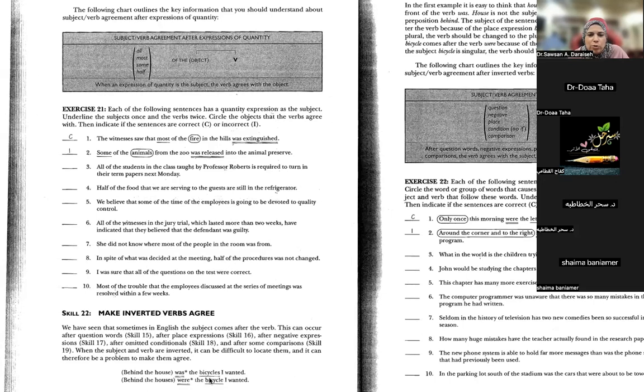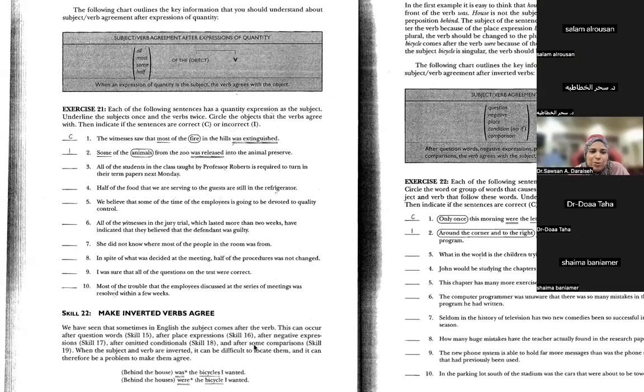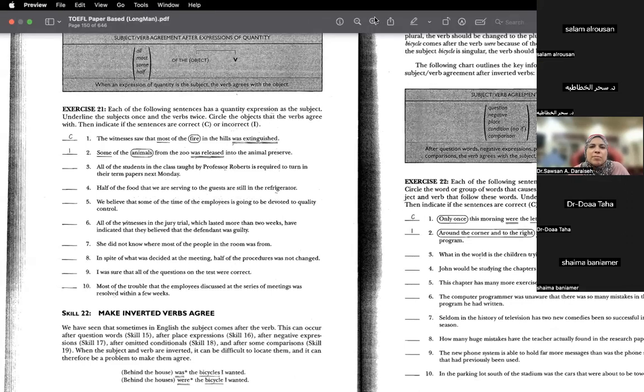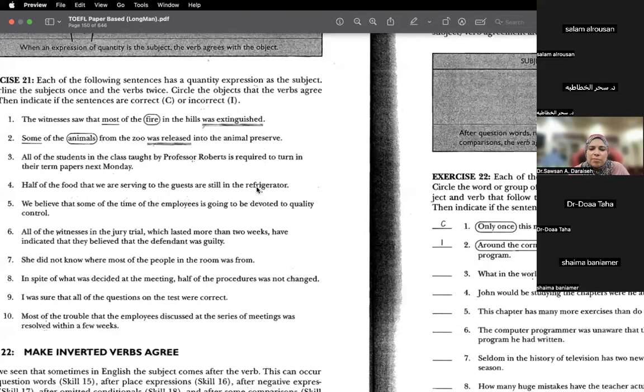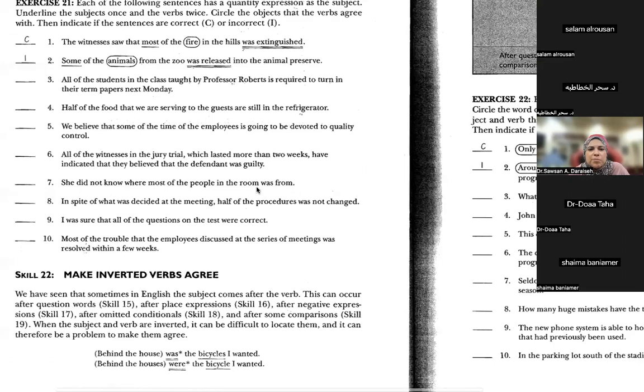Come on, guys. I'm going to make a random choice right now. So Salam Rusan. Oh, thank you. Salam has raised her hand. I'm so glad. Go ahead. All of the witnesses in the jury trial, which lasted more than 2 weeks, have indicated that they believe that the defendant was guilty. It's correct. The subject is witnesses. The verb is have. Good job.